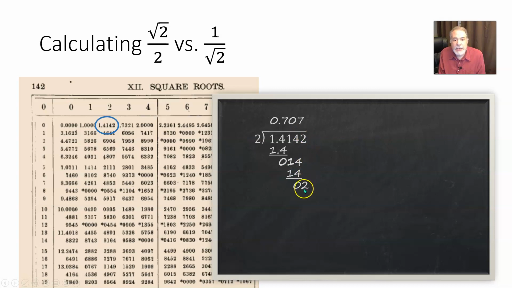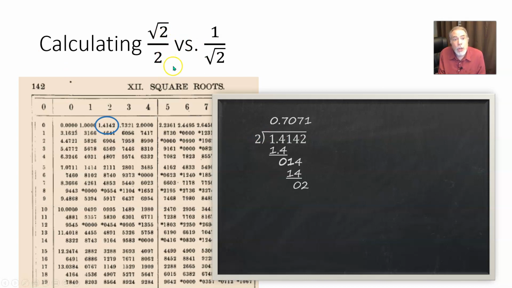Bring down the next digit, the 2. 2 goes into 2 1 time. And so we've got the value of the square root of 2 divided by 2, accurate to 4 digits after the decimal point. So it's approximately 0.7071.